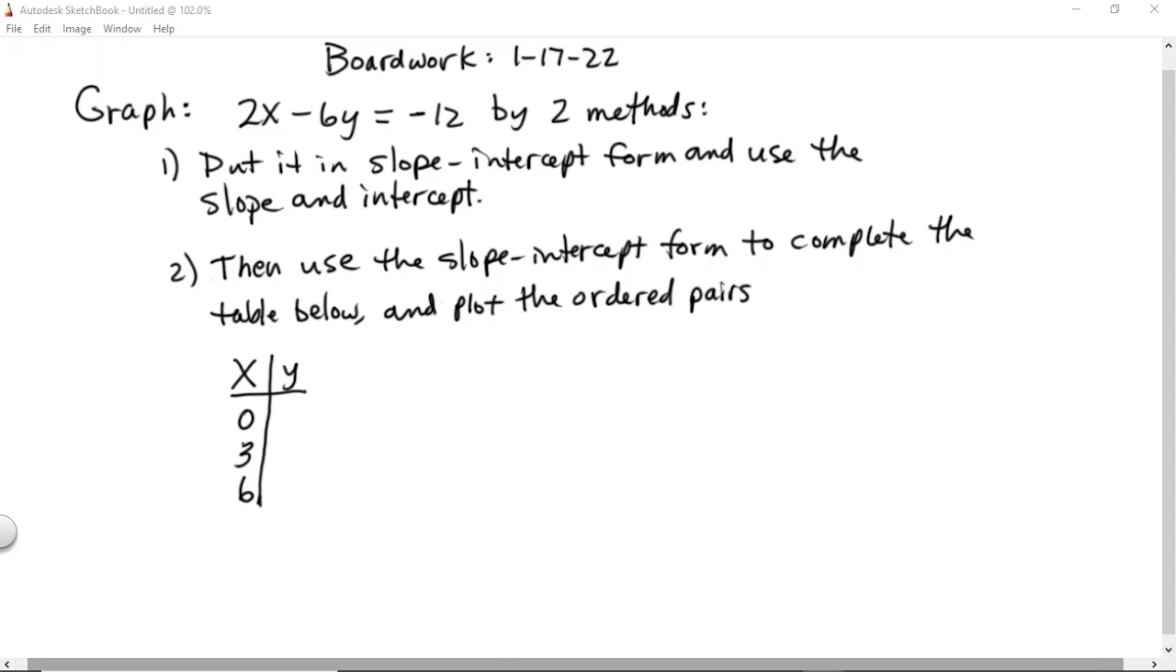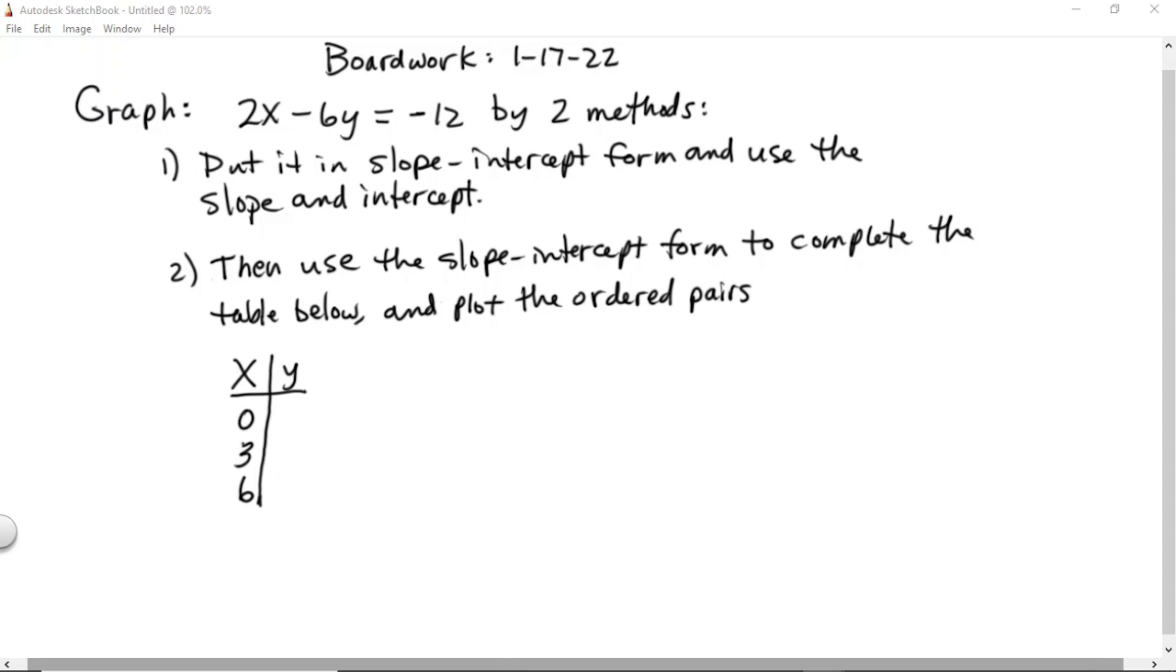Hello, algebra students. So we are going to do board work today. So here's your board work problem. Graph this line. The equation is 2x minus 6y equals negative 12 by two methods.